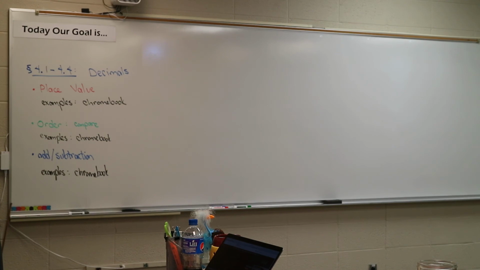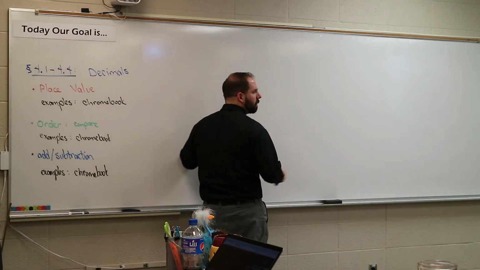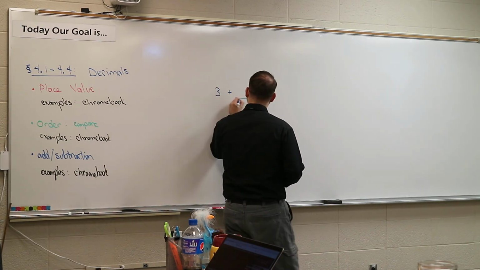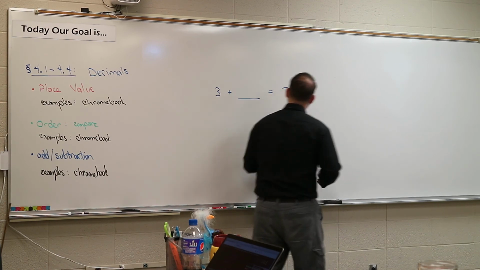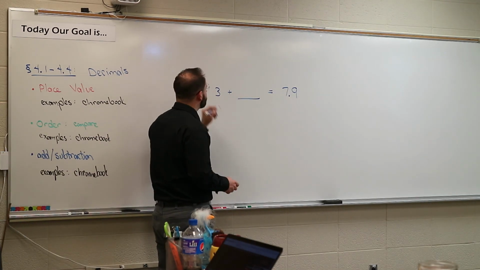Alright, so give me the one that you're on right now there, Sam. So 3, say it again. It's like 3 plus blank equals 7.9. Okay, so we have to add something to the number 3. Now, was there any decimal in that? No. Okay, so 3 plus something.